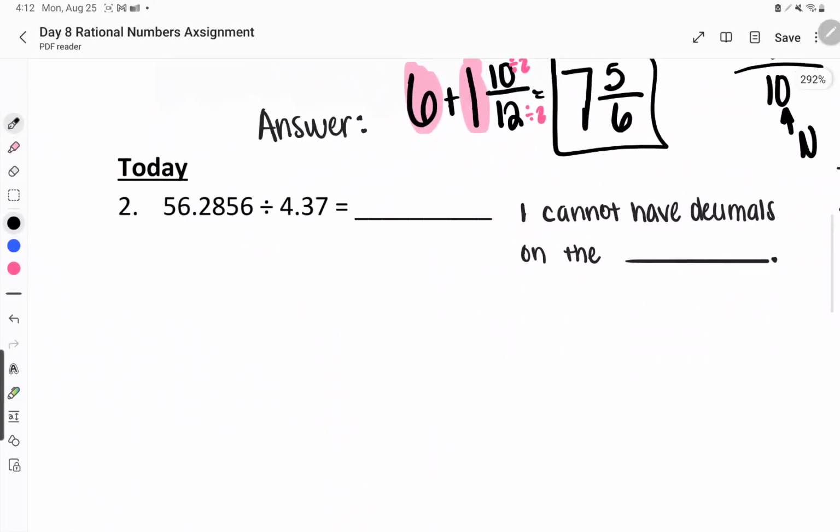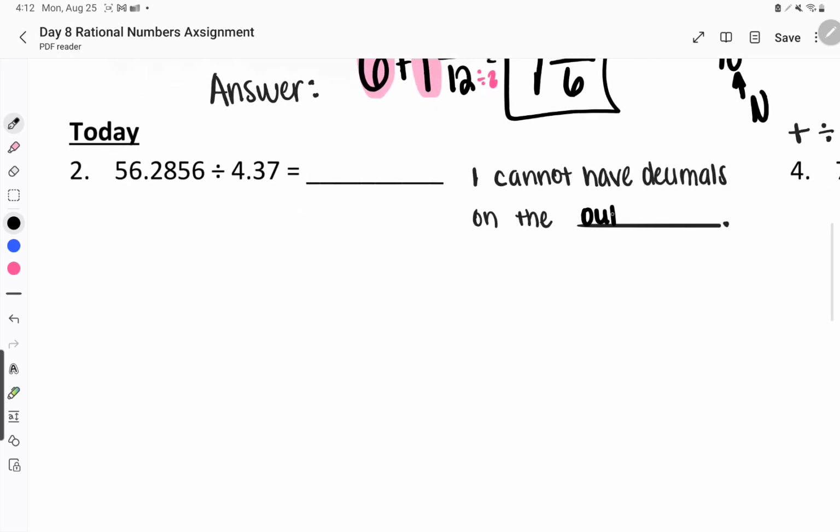All right, for this one, we are starting with division. Remember, when we divide, we cannot have decimals on the outside.